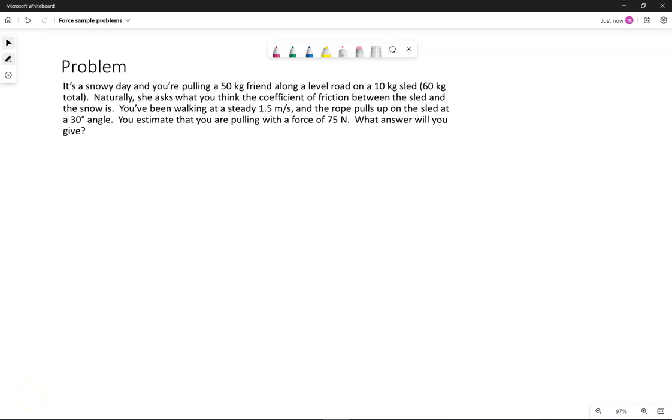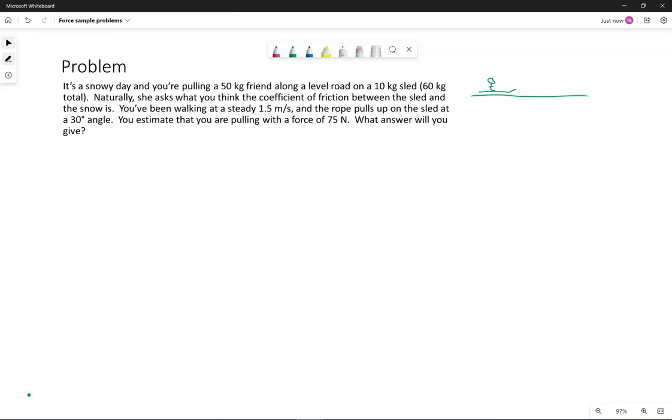All right, we have another problem here, an example. And again, my approach to problems will always work, so watch the approach and practice this approach. So we're pulling a friend on a sled on level snow. So here's our friend, we're pulling him.